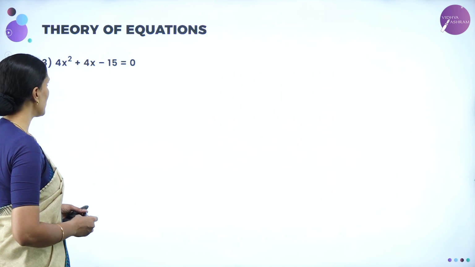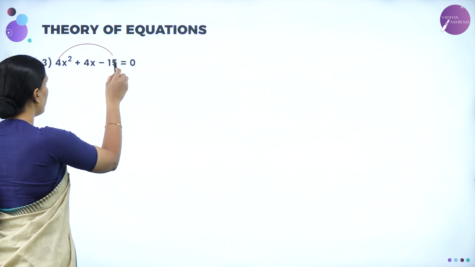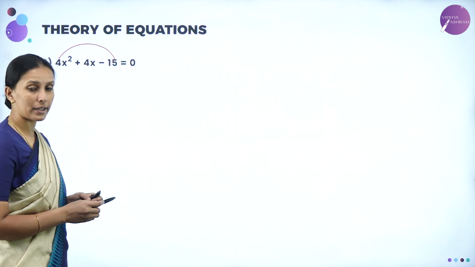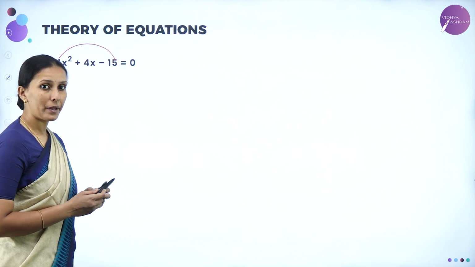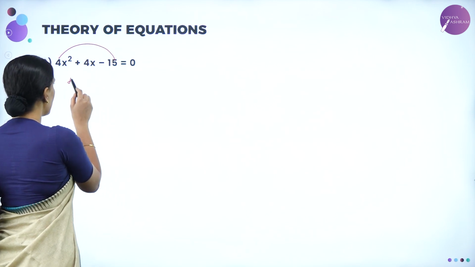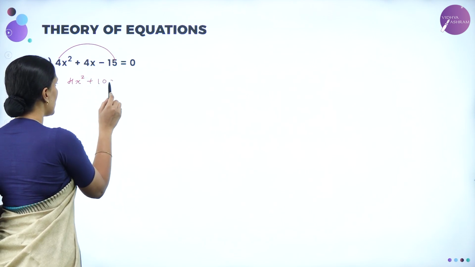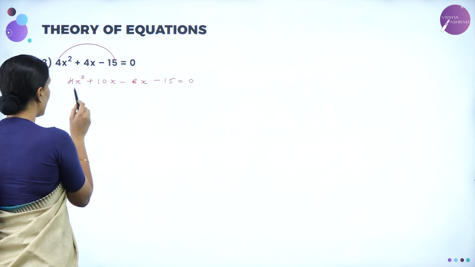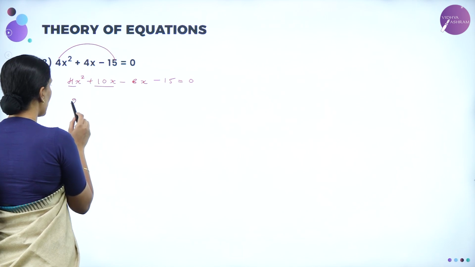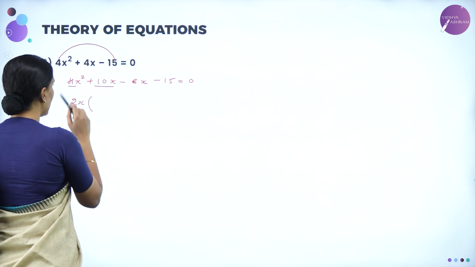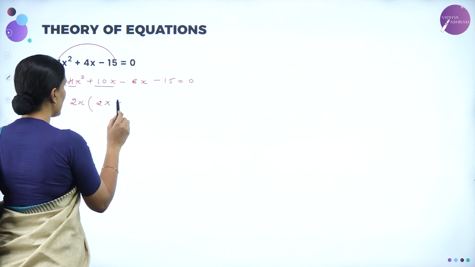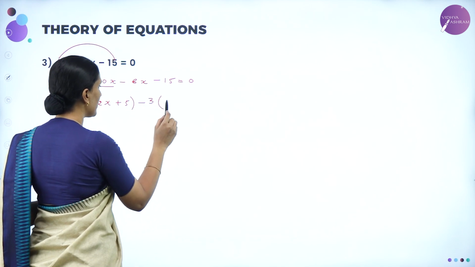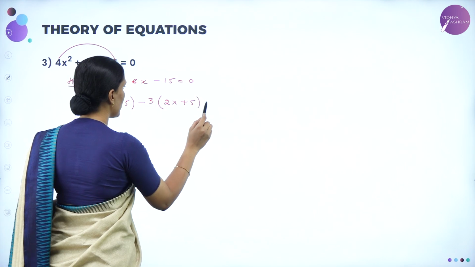Next, 4x square plus 4x minus 15. So 15 fours are 60. When you multiply, you should get 60 and when you take the sum or difference, you should get 4. We know that 60 can also be written as 10 sixes. So here, I'll write this in the form of 4x square plus 10x minus 6x minus 15 is equal to 0. Since these two are even numbers, I'll take 2x as a common factor. Then I'll get 2x plus 5. Now again I'll take 3 as a common factor. Then I can write this as 2x plus 5 is equal to 0.